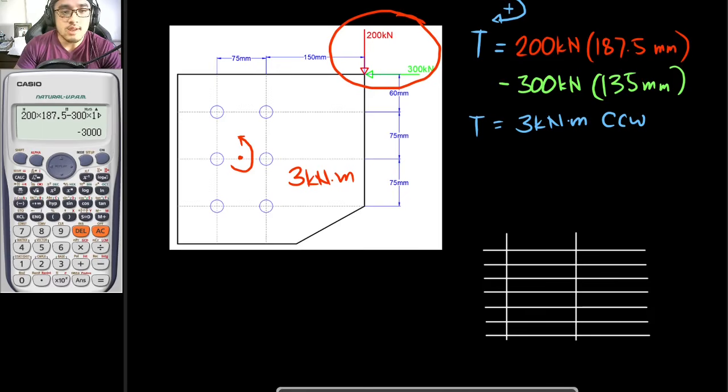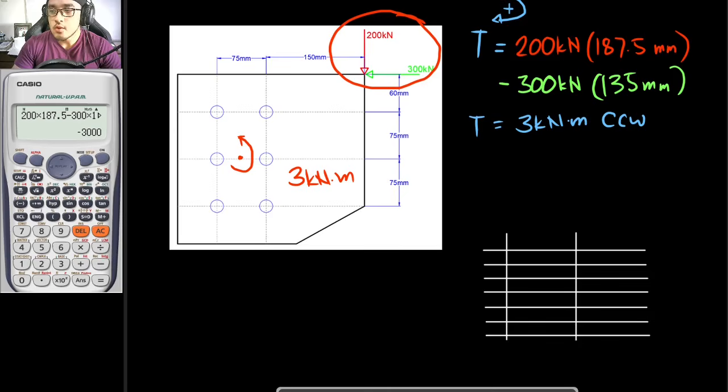And for our system to be at equilibrium, all of these bolts right here should resist this torsional moment. So they need to work together to cancel our torsional moment. Do you guys follow? Yes, sir. Okay, how about for the others? Yes, sir. Okay.